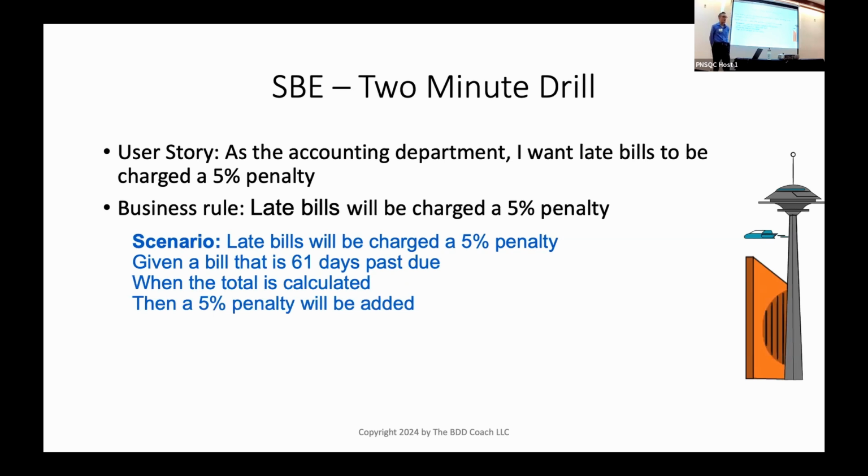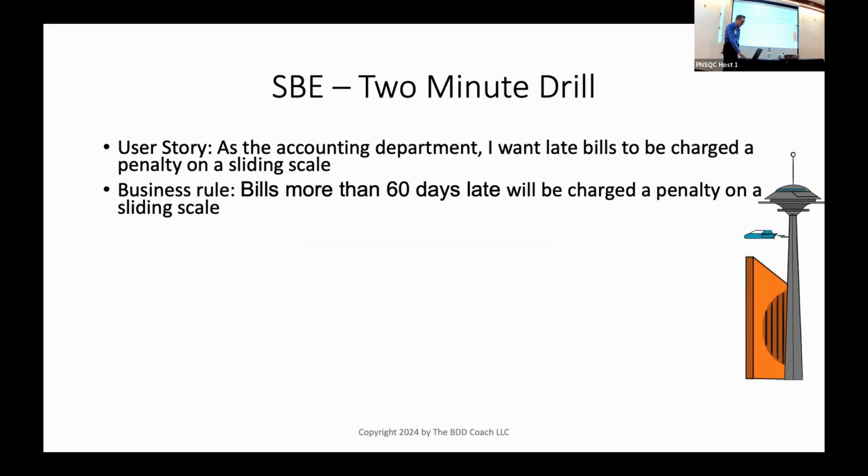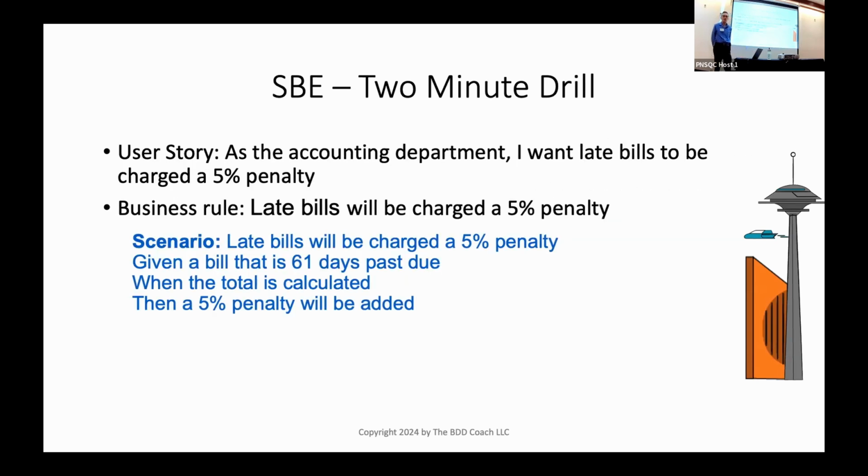And if the developer types less than, where they should have typed less than or equal to, or vice versa, when they run this requirement, it's going to fail. And the QA team will immediately say, okay, so for 60 days, there's no penalty? Right, for 60 days, there's no penalty. And the QA team will then write, given a bill that is 60 days past due, when the total is calculated, then a 0% penalty will be added. Because seeing concrete examples makes it easier for us to think of other examples.